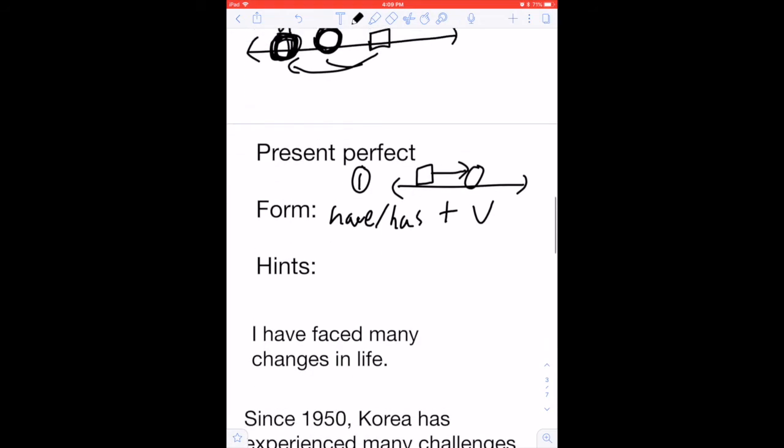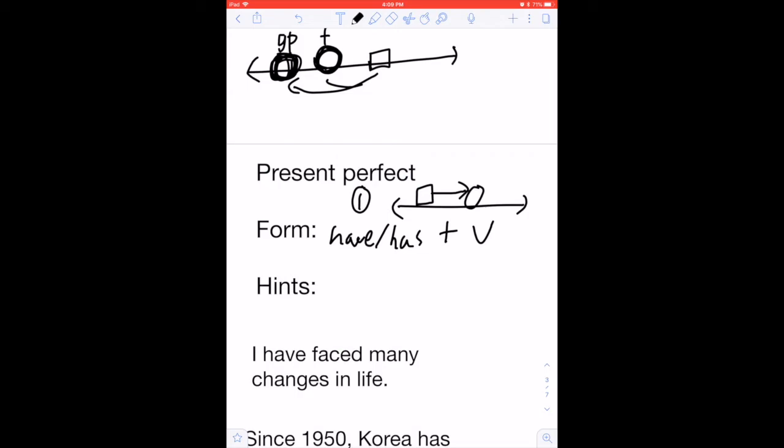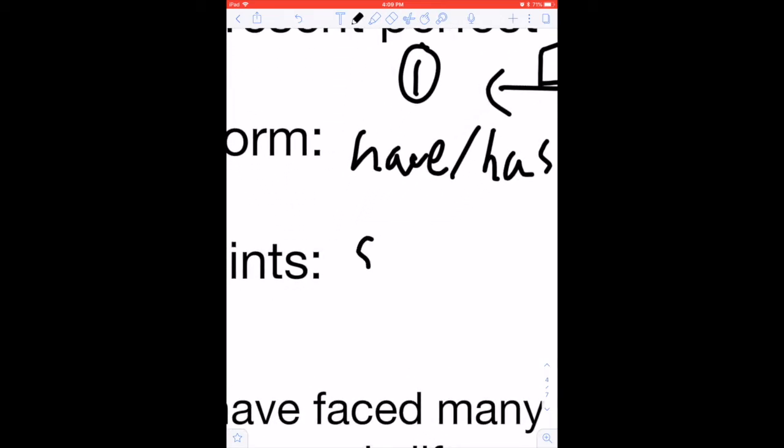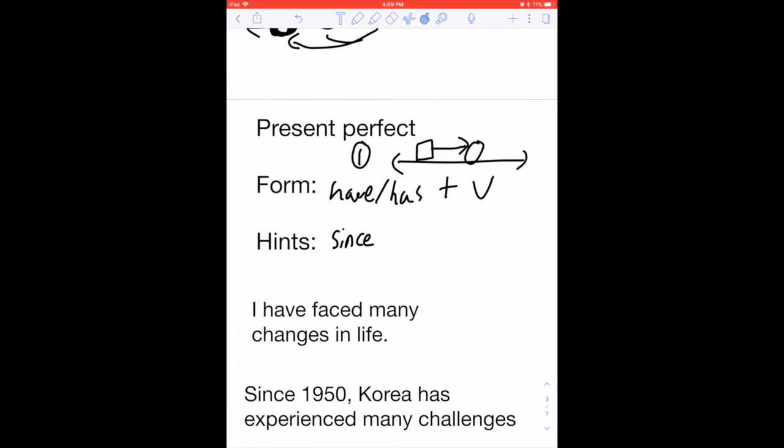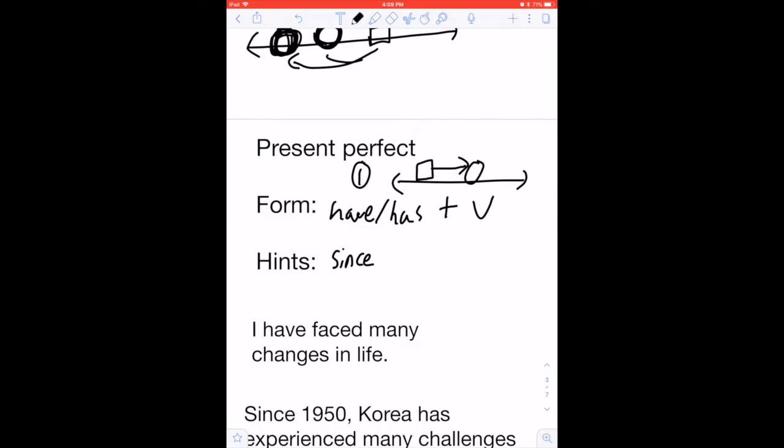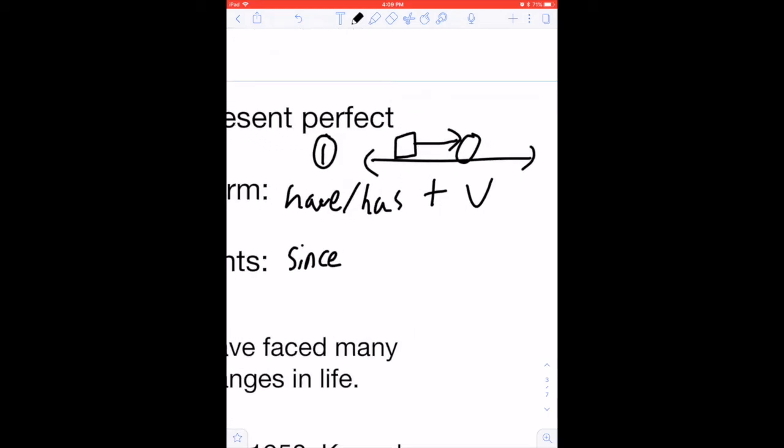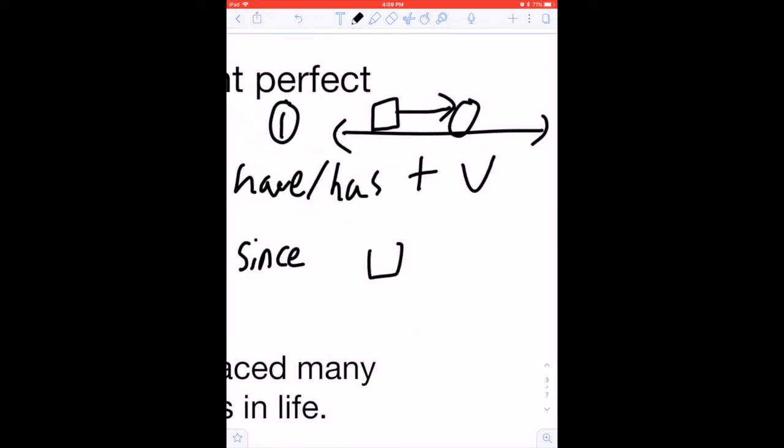So as I said, this kind of concept is something that happened in the past and it continues until now. So what are some of the hints you can find? Words like since. These kinds of words are a very good indicator that the sentence will be in present perfect tense, because since also means something happened in the past and then it still continues until now, right?